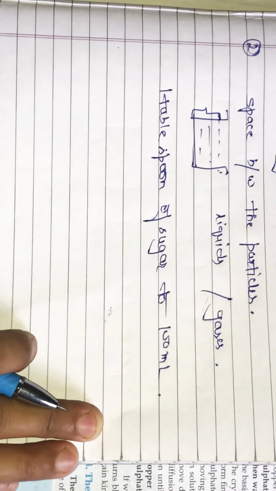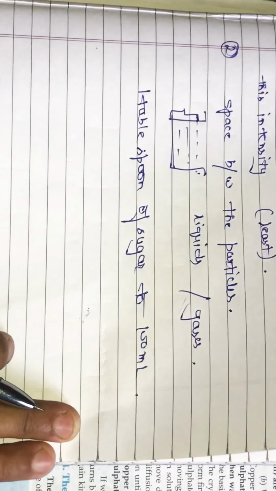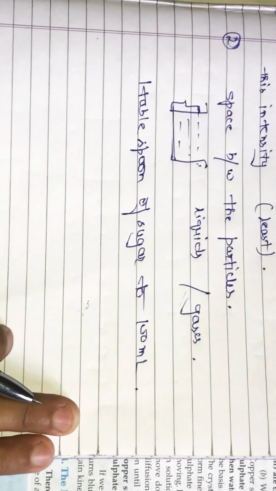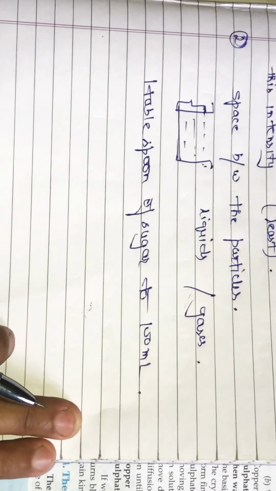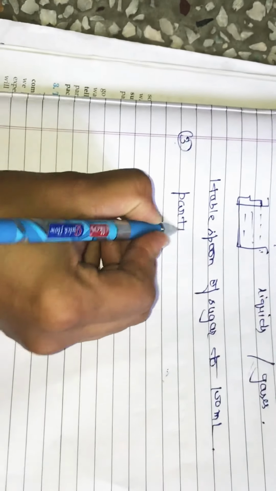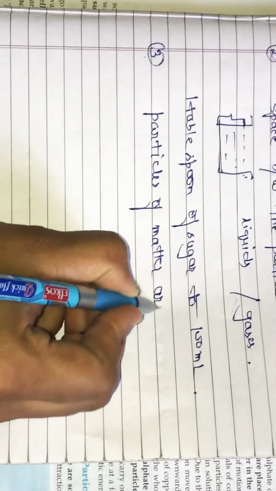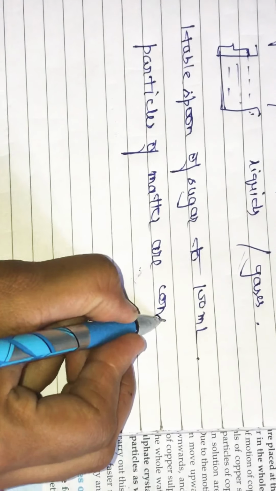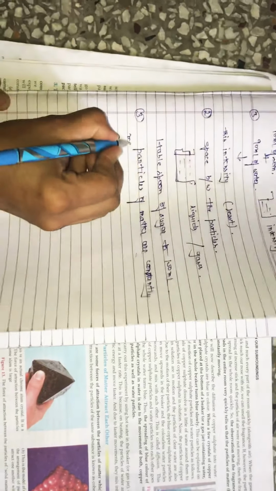Why? The reason is that the sugar particles have taken up the vacant space present between the particles, which justifies that particles of matter have space between them. Okay, then the third property is that particles of matter are constantly moving. Okay, so particles of matter are continuously or constantly moving. Okay, how can we justify this?